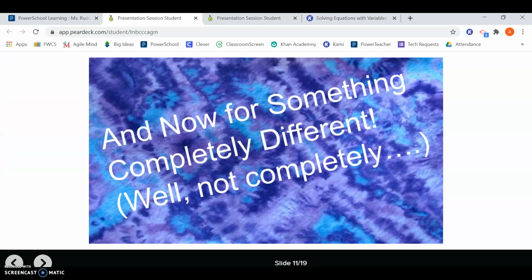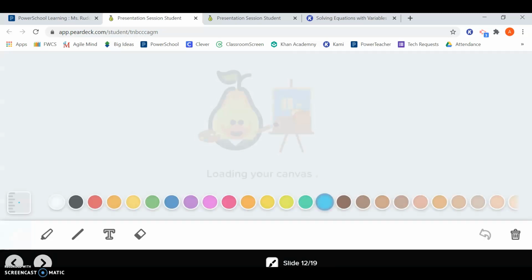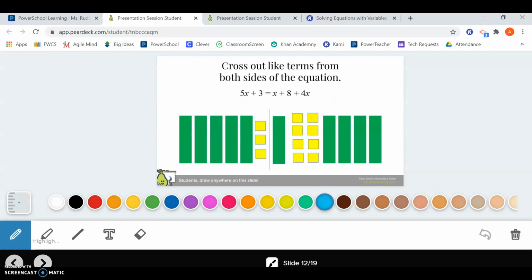Alright, so now we're going to be looking at something a little different. This is like the first thing we did. I'm going to cross off like terms from both sides of the equation. I'm going to start with my rectangle. I have one rectangle over here, so I'm going to cross that off. If I cross one out from the left, I've got to do it from the right. And then I'm going to keep doing that until I run out on either side. Huh. That's kind of weird. I ran out of all of my green rectangles here.